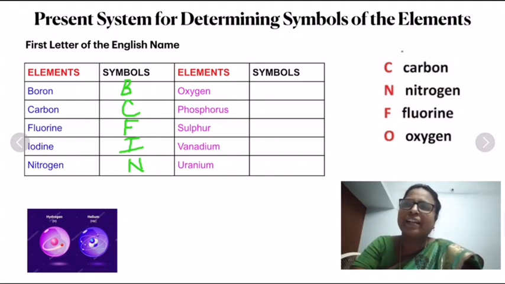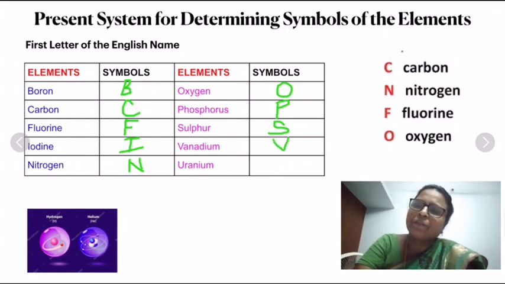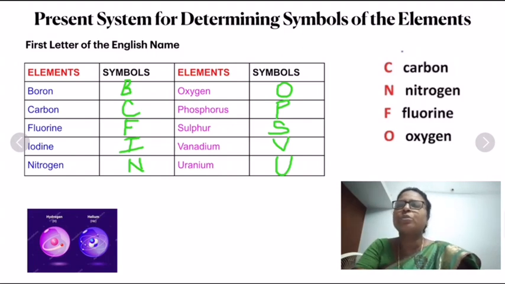Nitrogen, N. Why nitrogen N? N is the first letter of that element, isn't it? Oxygen, O. Phosphorus, P. Sulfur, S. Vanadium, V. Uranium, U. So for some of the elements we are using the first letter of the element as the symbol. The initial letter of the element as a symbol, we should write as a capital letter.